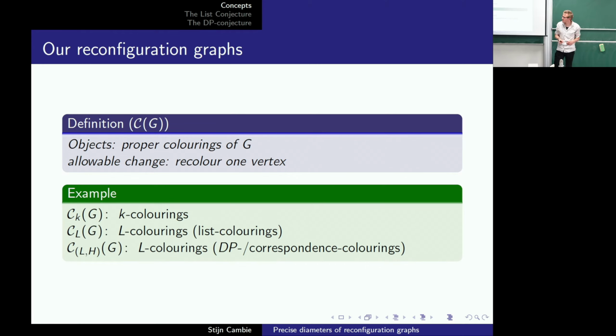And note that if k is smaller than the chromatic number, then the reconfiguration graph is the empty graph. You can also speak about list coloring. So in that case, you fix your L, your list assignment, and your graph, and you have a reconfiguration graph using all proper list colorings, and again with connections in between if you only have to recolor one vertex. And the same exists for DP coloring or correspondence coloring, which I will mention at the end, as correspondence coloring is probably not known to everyone.